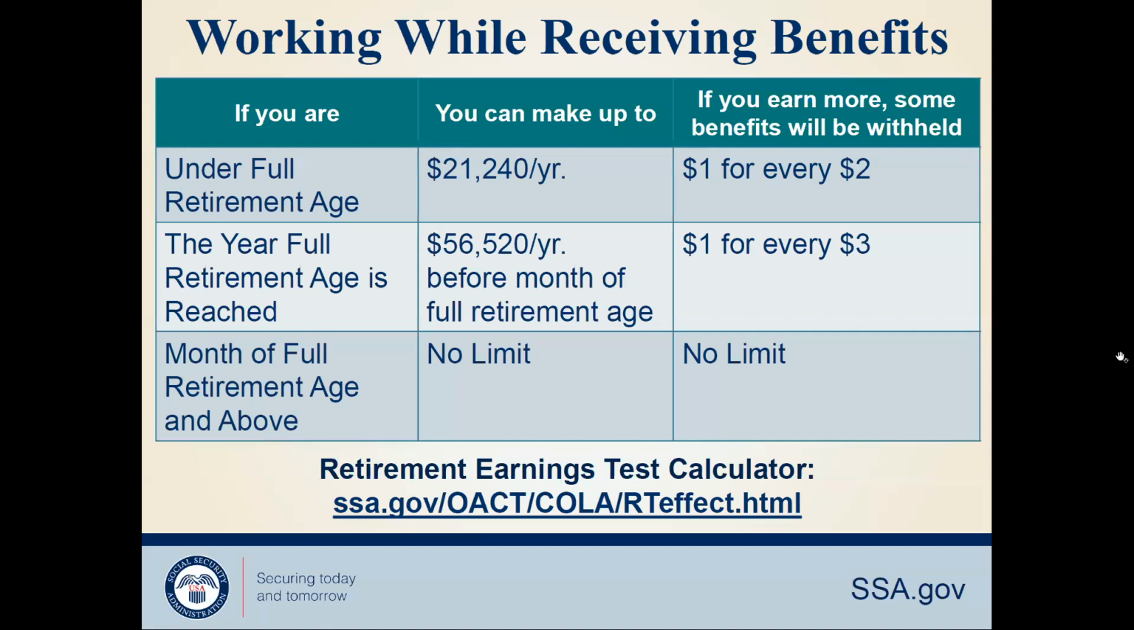Starting with the month you reach full retirement age, there's no limit on how much you can earn and still receive all of your Social Security benefits. Note, if some of your retirement benefits are withheld because of your earnings, your benefits will be increased starting at your full retirement age to take into account those months in which benefits were withheld. Okay. Next slide.